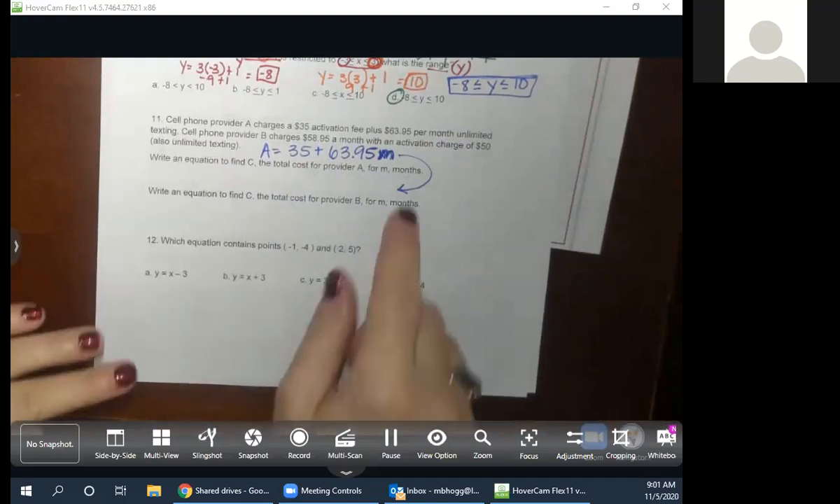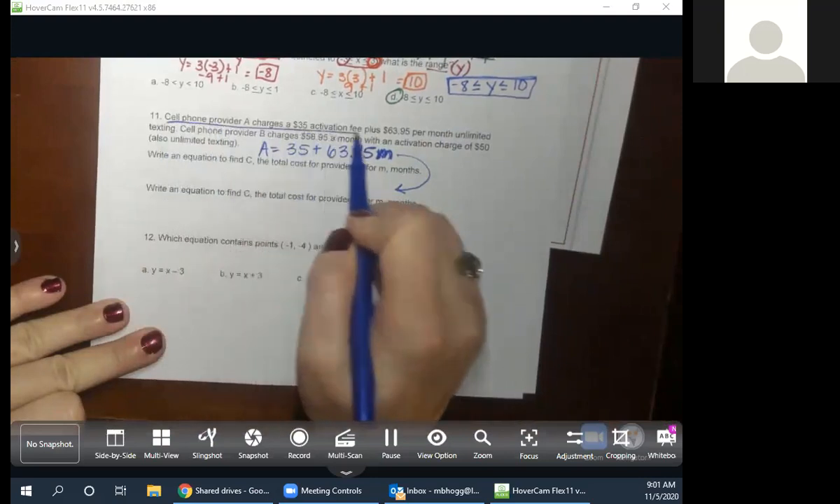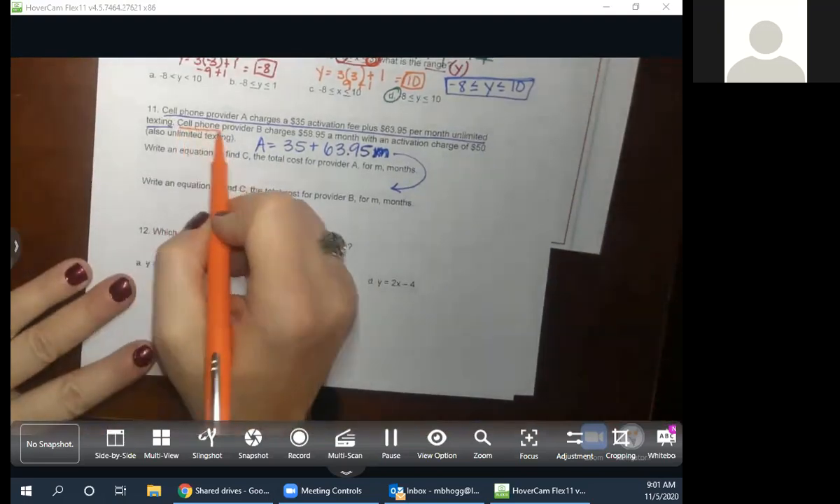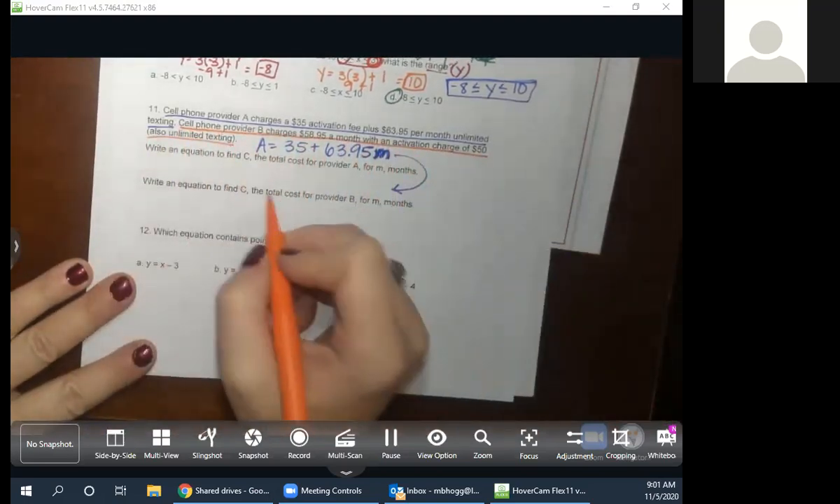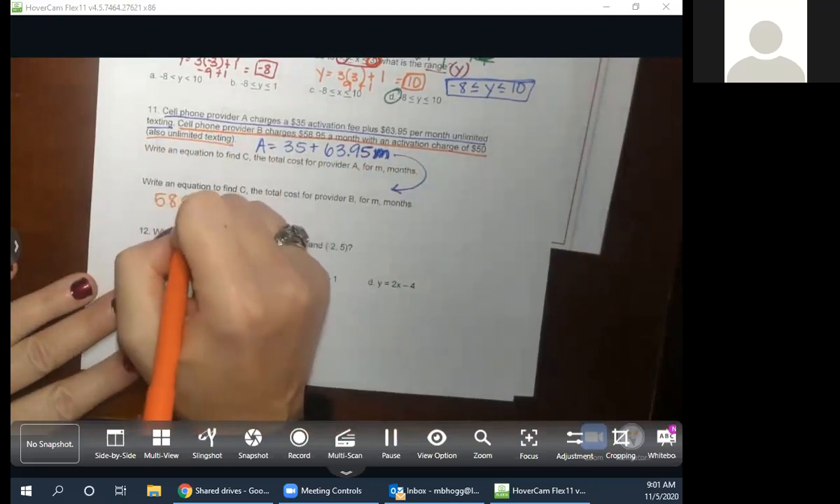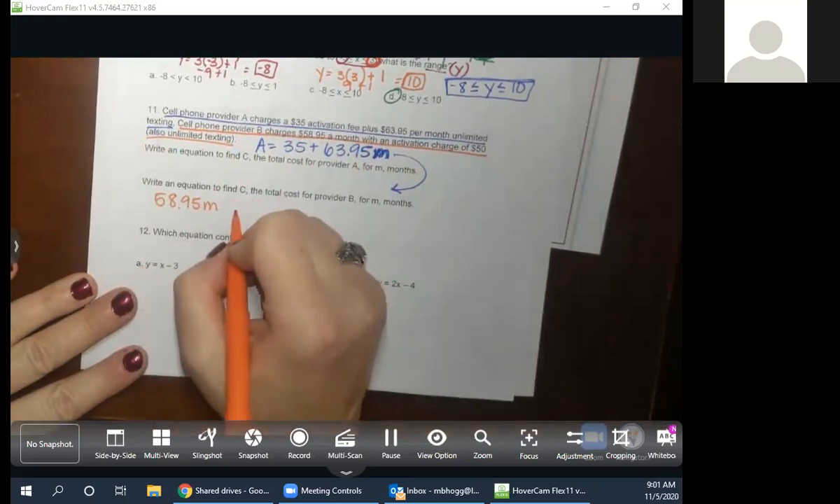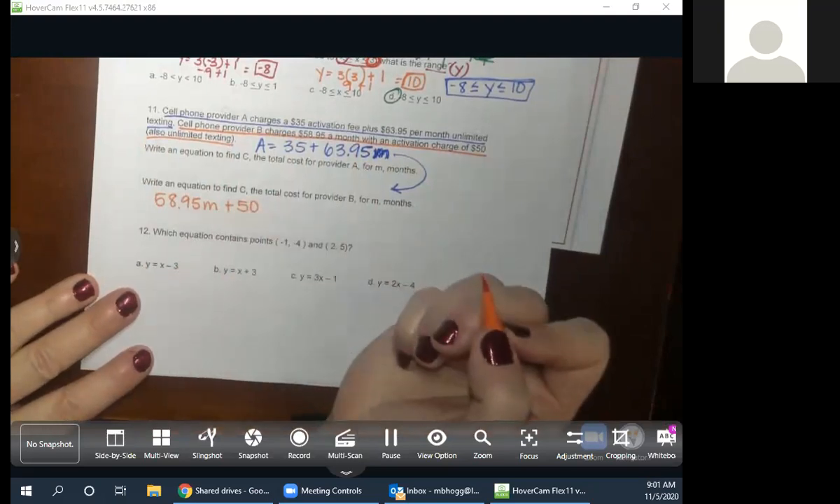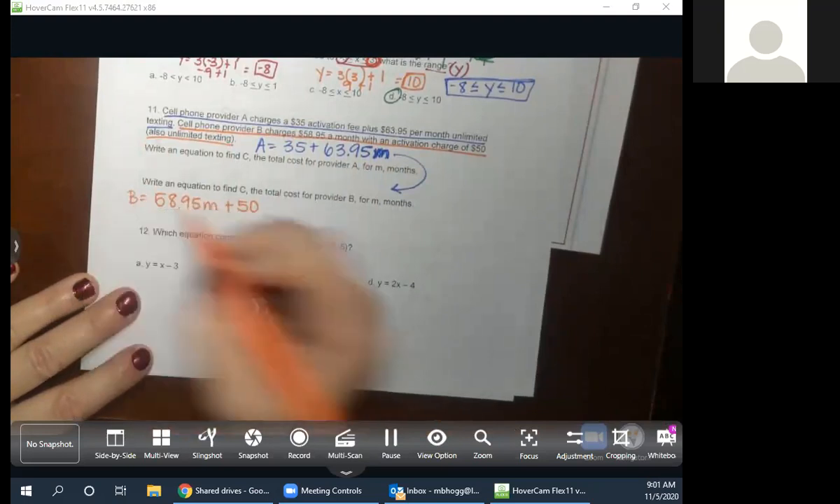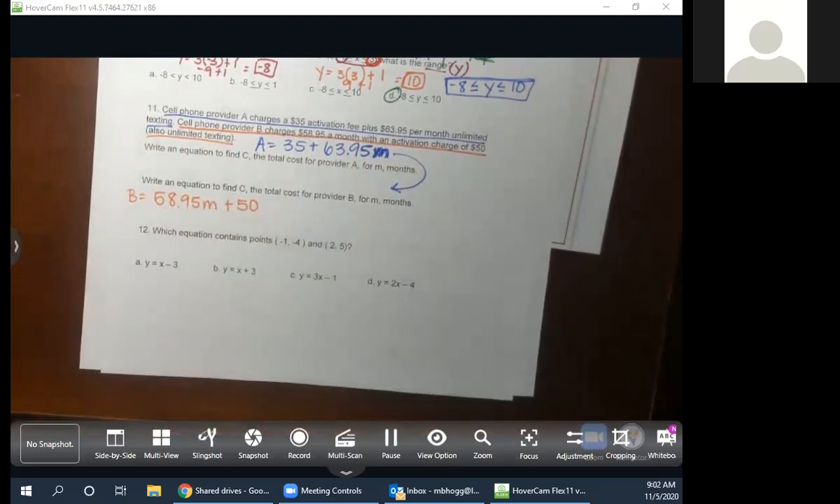Now B, I'm gonna underline all that. This is A. I'm gonna switch my colors. Cell phone B charges a fee of $58.95 a month. So times M plus a fee of activation charge, which is a fee of $50. So that's how you set it up. That's all they want. They don't even say calculate what it would be. They just say write an equation.